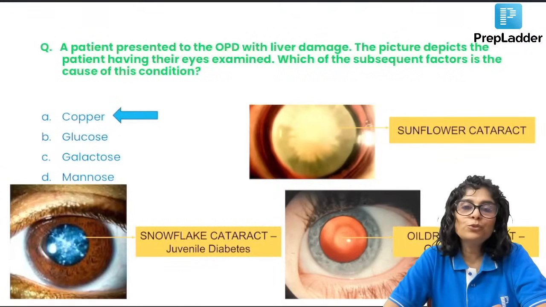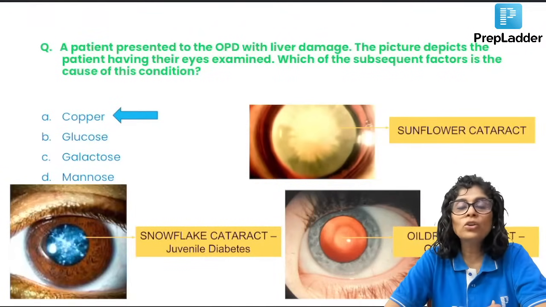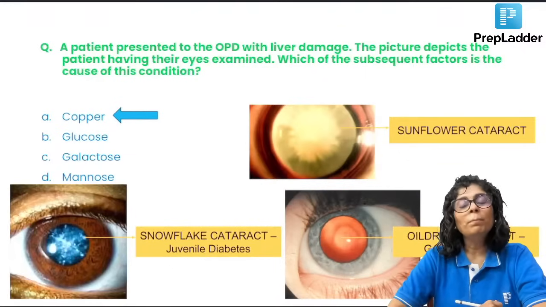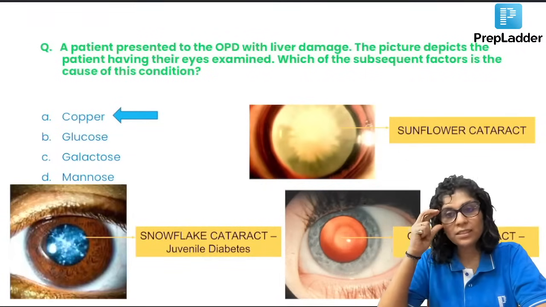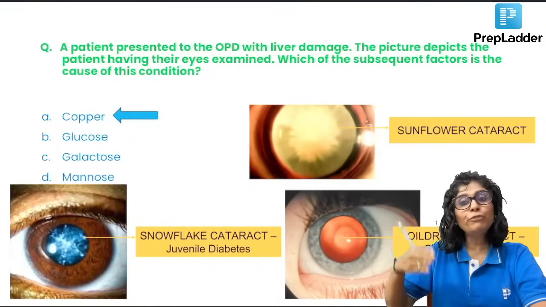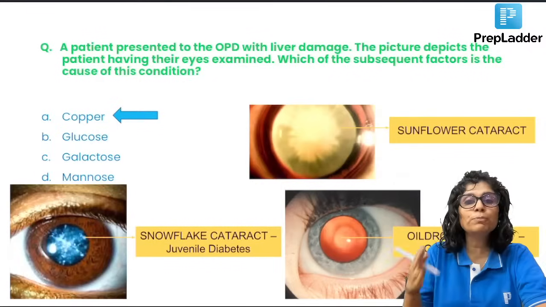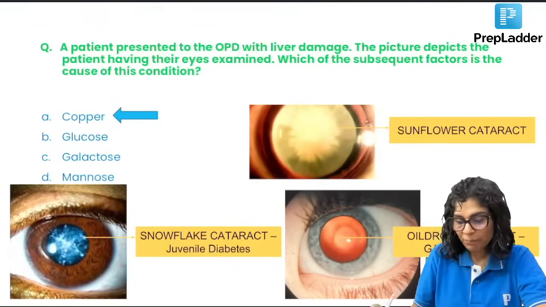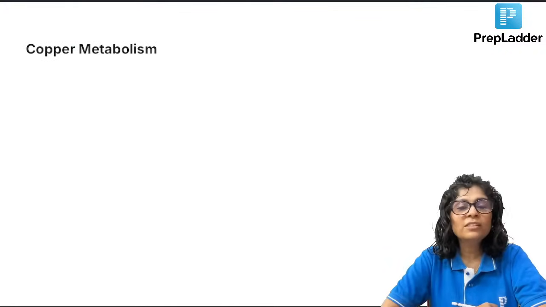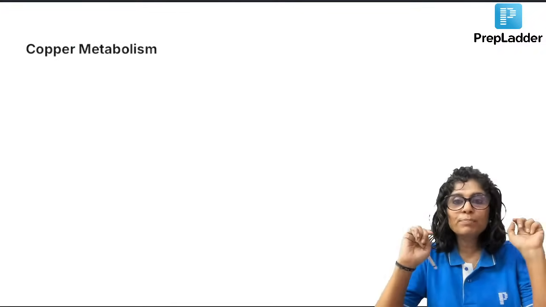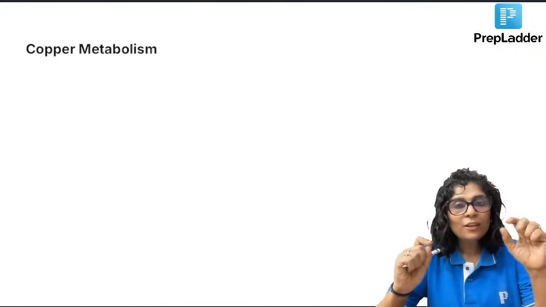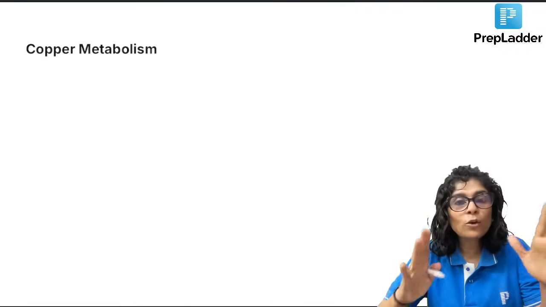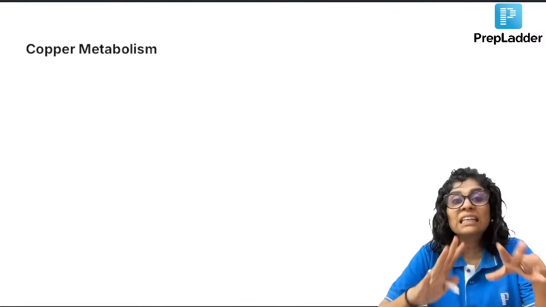But I'm going to use this chance to tell you all about copper metabolism, about Menkes disease and Wilson's disease, because subsequent to this, I have few other MCQs which are image-based questions on all these conditions. Okay, can we start doing that? So copper metabolism, I'm not going to get into the details because it's a rapid revision session. So I'm going to give you just an outline. All of you watch this, you will not regret later.